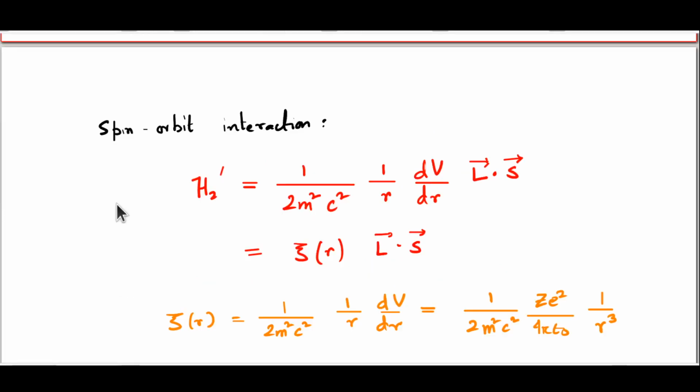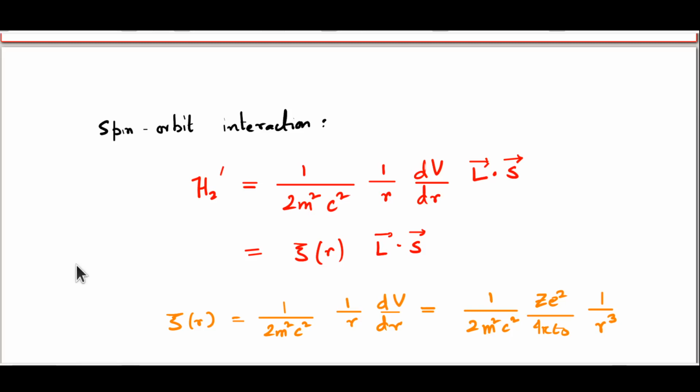Let us now turn to the second term in this perturbation scheme, H2 prime. This is the spin-orbit interaction, and I've already given you a semi-classical way of thinking about this as the energy shift which occurs because of the spin magnetic moment of the electron going round the nucleus and hence experiencing a magnetic field caused by the nucleus. The expression we have for H2 prime, 1 by 2 m square c square times 1 by r dV dr times L dot s, can be rewritten in a form which emphasizes the important features here.